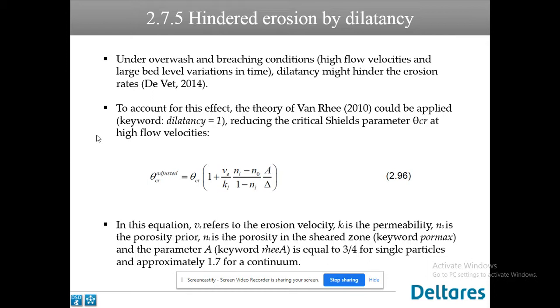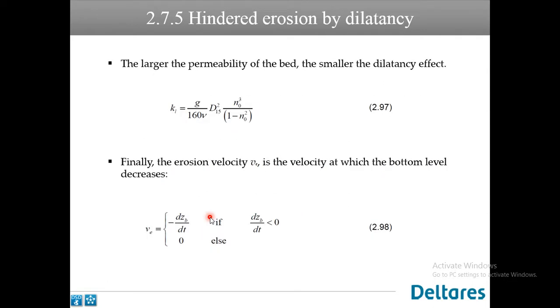Okay, just to account for this fact, the theory of Van Rijn could be applied, reducing the critical shield parameter. In this equation, Vc refers to the erosion velocity, K permeability, and n0 is the porosity prior and n is the porosity in the shear zone. So it is the area when you want to make sure tak ada overwash sangat, tak ada breaching condition. So this is the part where you want to look at. Okay. The larger the permeability of the bed, the smaller dilatancy punya effect.